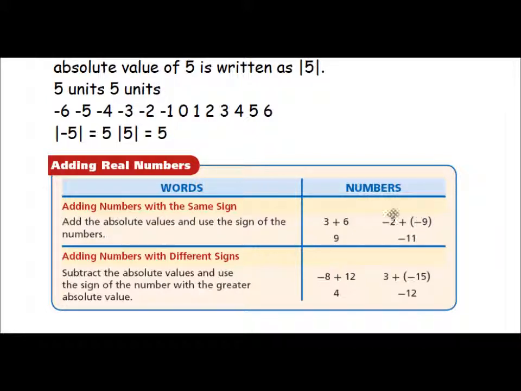Now we are adding two negative numbers. Both the numbers have the same sign, so the rule is to add the absolute values and use the sign. The absolute value of 9 plus 2 is 11. The sign is minus, so we put minus.